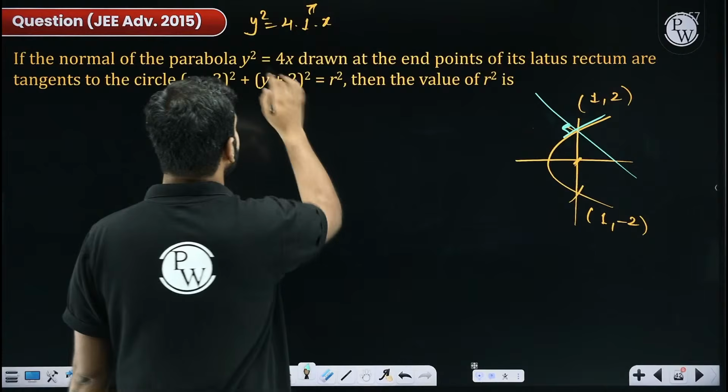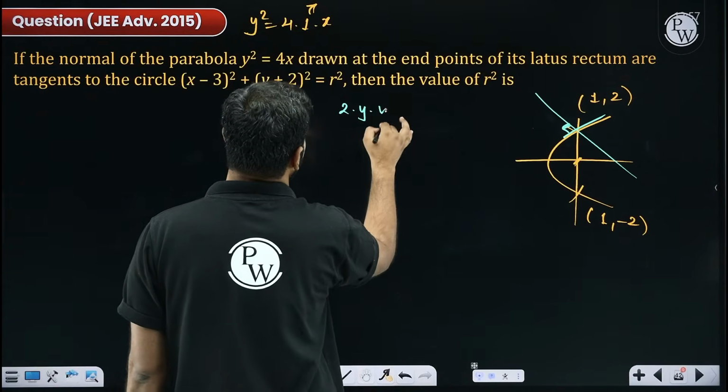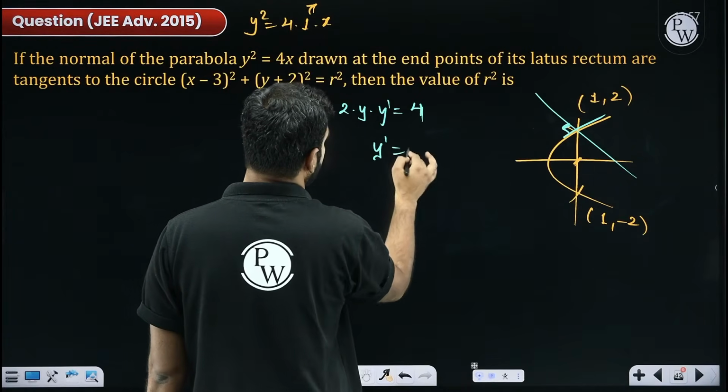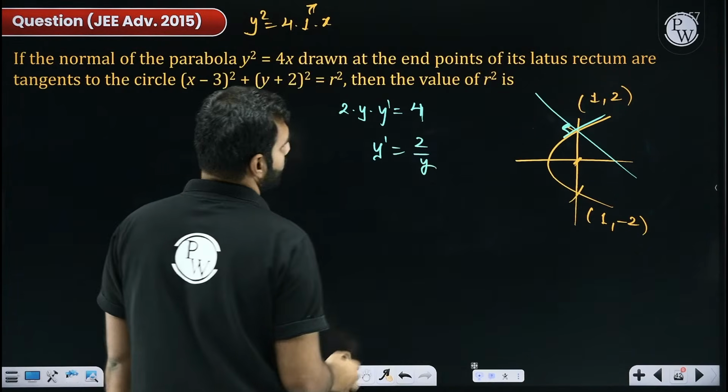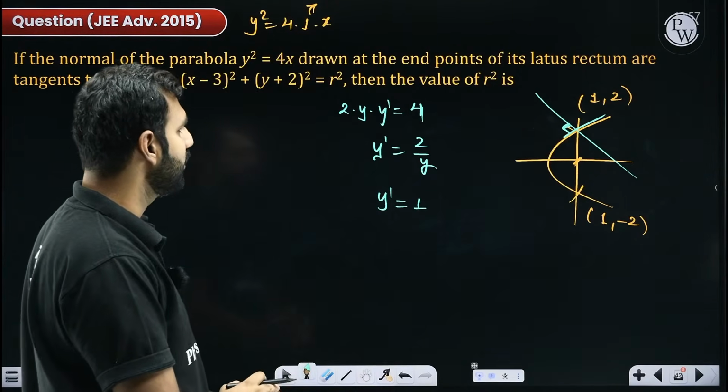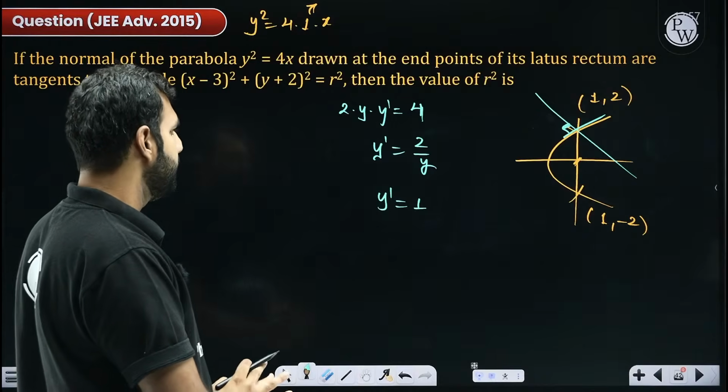So first of all, let me differentiate it. So 2y y' is equal to 4. So y' we receive as 4 by 2y, that is 2 by y. So y should be replaced by 2. So y' I receive as 1. Getting it, everyone? All the participants.